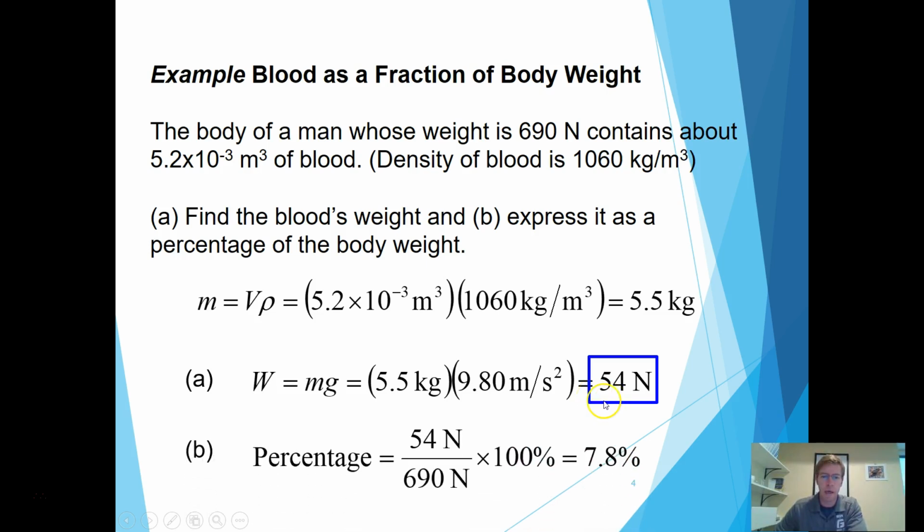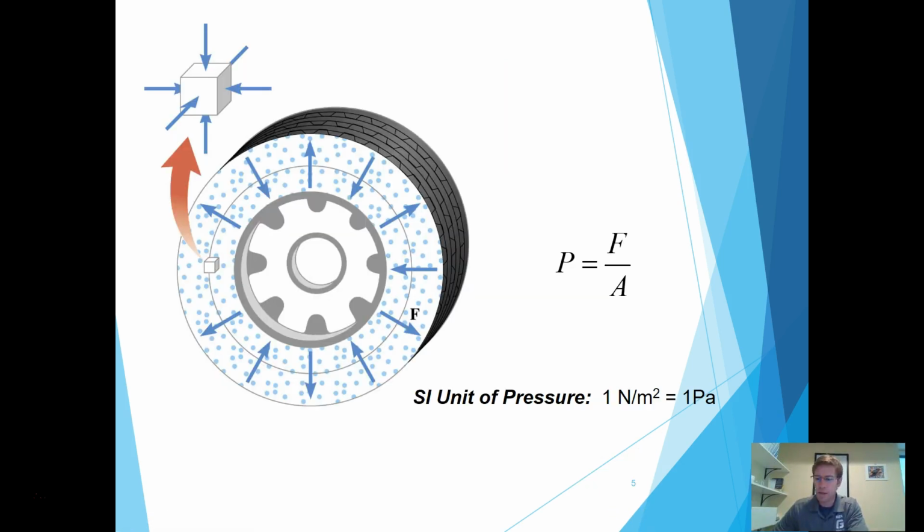And then we find it as a percentage of his overall weight: 54 newtons divided by his 690 newtons of total weight, and we're at about 7.8% of his overall weight is blood. Crazy, right? All right, so next thing I want to talk about, again, we're redefining some of the things we typically deal with, because with fluids, we're not always going to just be concerned about mass and force.